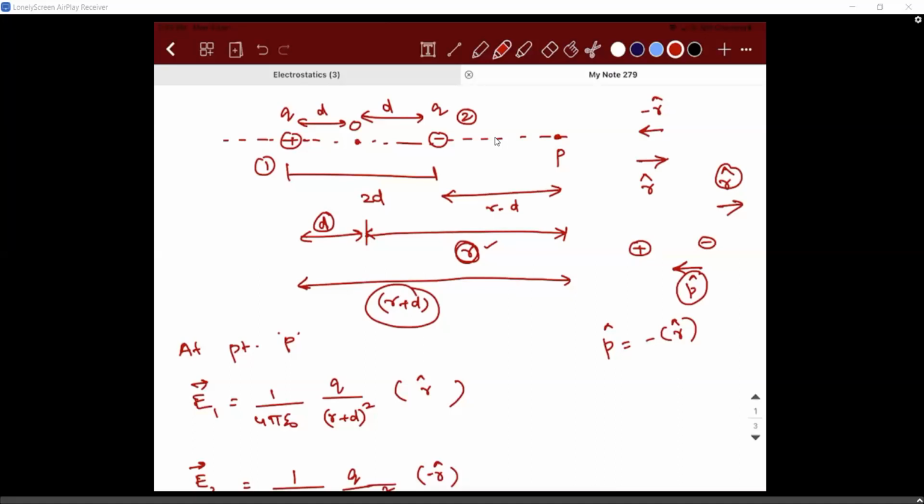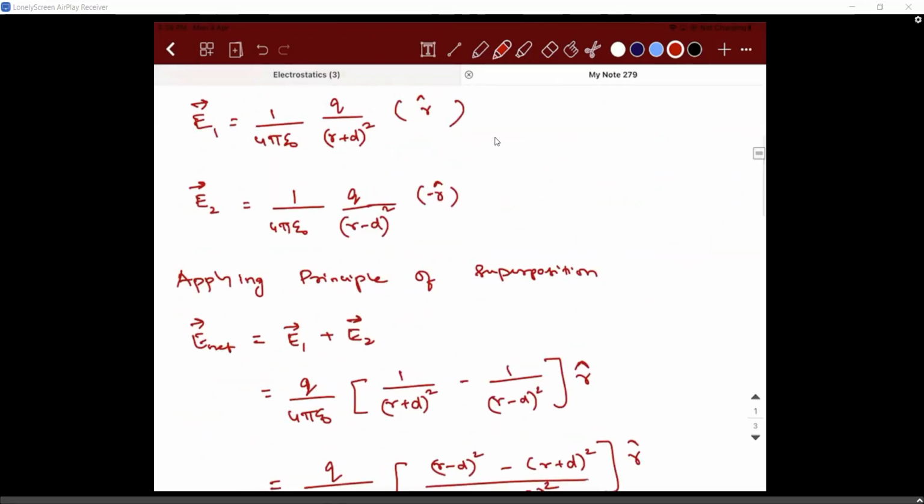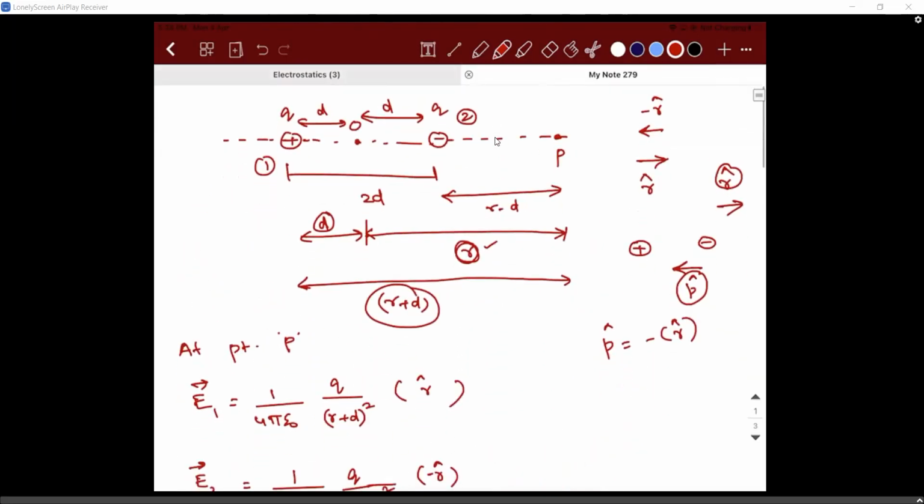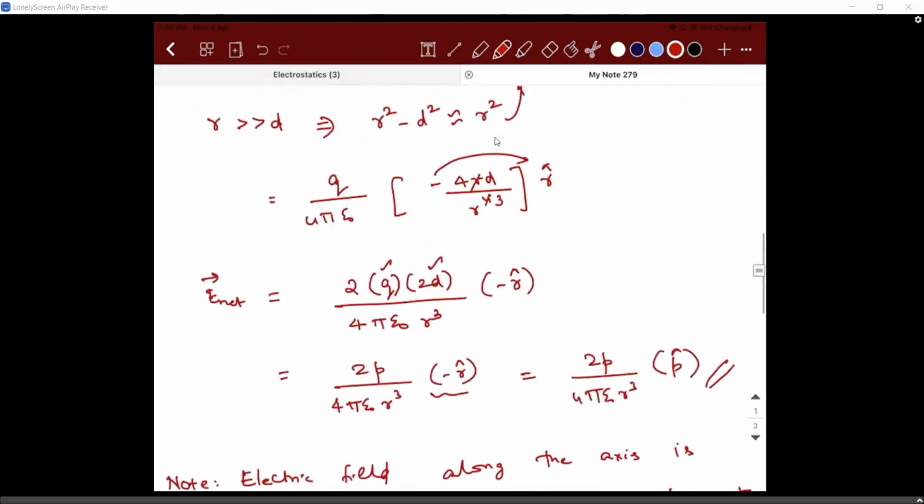But here what will happen is, oh, sorry, one more. I'm sorry, it cannot be, because the dipole itself is very small. You're getting the final expression only because of r very much greater than d. It cannot be in between, but there are certain problems where they will ask you this kind of scenario. But that will not be an electric dipole, it will be a system of positive and negative charges, because the distance between them will be in terms of meters. Okay. I hope I'm clear, right?